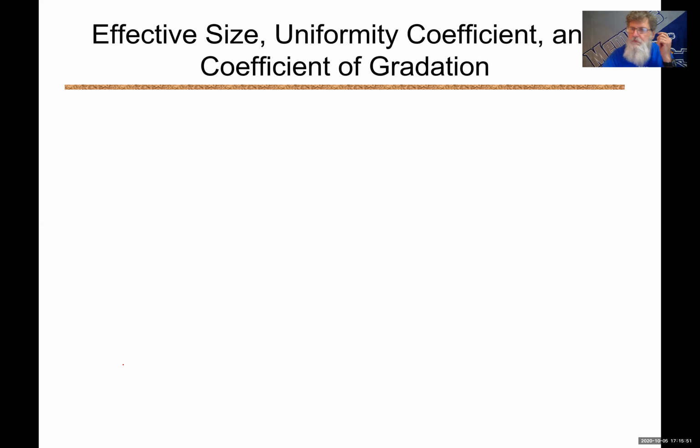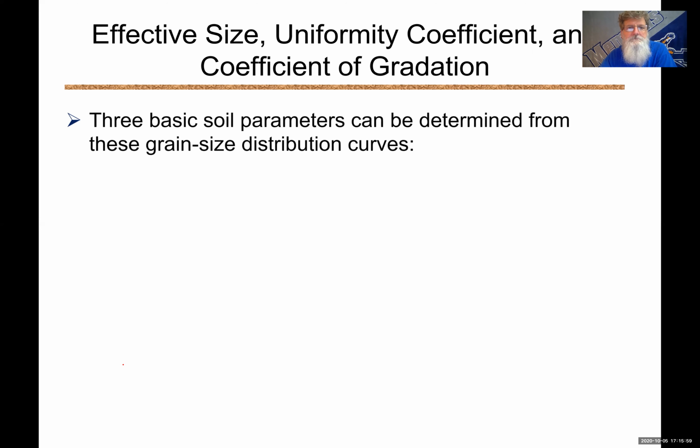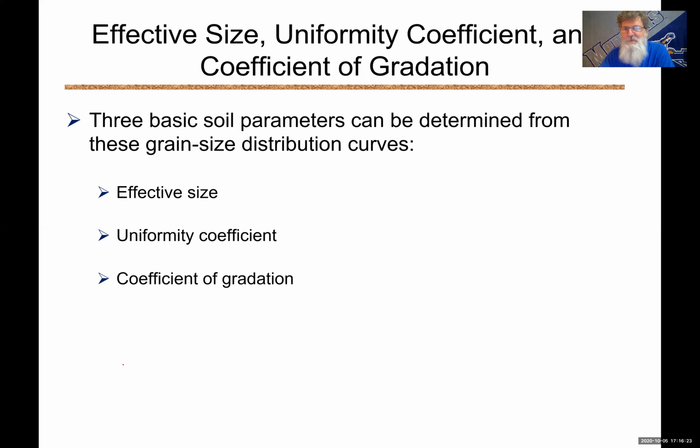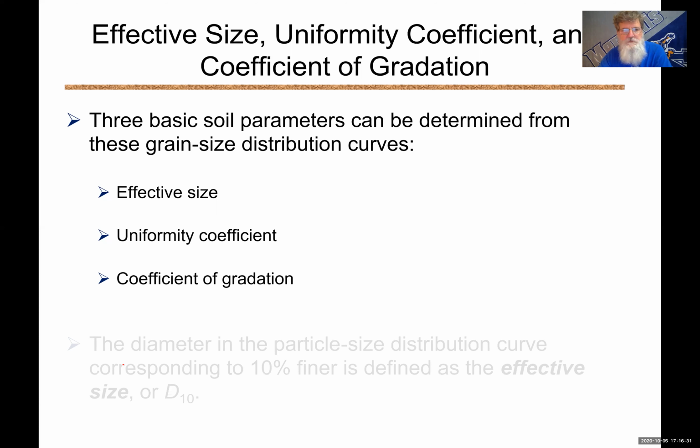So what we want to end up doing with this information is calculate what's called the effective size, the uniformity coefficient, and the coefficient of gradation. The effective size tells you what's the smallest size in your sample, so everything will be about that size and bigger. The uniformity coefficient gives you some measure of how uniform the smaller particles are to the bigger particles. And I don't have a nice explanation for the coefficient of gradation. We don't usually use that in our project work. We focus on the effective size and the uniformity coefficient.